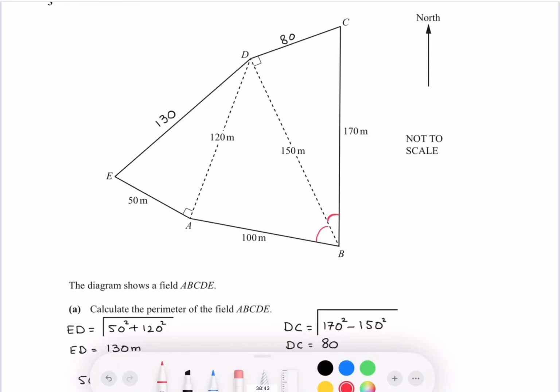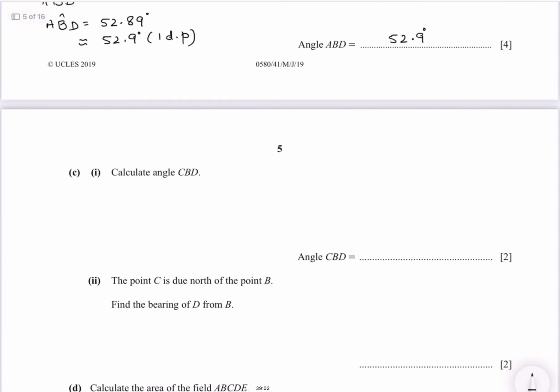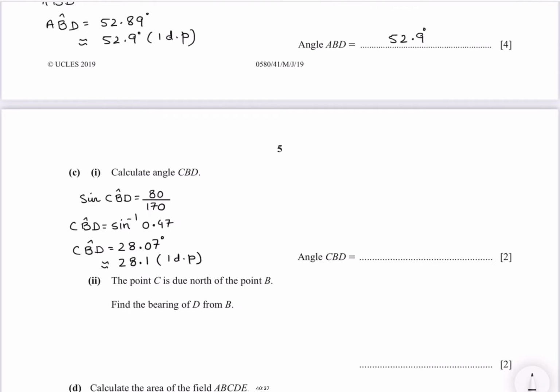Angle DBC or CBD. Okay, this is a right angle triangle, so we can use sine theta. Sine of this angle is opposite over hypotenuse, or anything we can use because all the three lengths are there. So sine CBD equals 80 over 170. So CBD equals sine inverse of 0.47, and angle CBD is 28.07, which is 28.1 up to 1 decimal place.